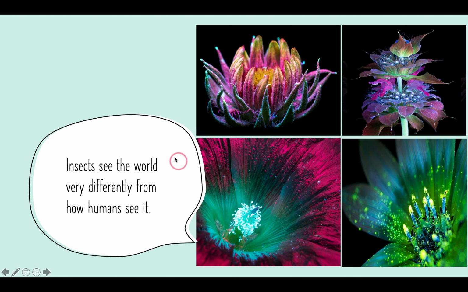So, insects see the world very differently from how humans see it. Bees don't see the same flower color that we do. Even though humans can see more colors, bees have a much broader range of color vision. Their ability to see ultraviolet light gives them an advantage when seeking nectar. To visualize, a special type of photography gives us a hint at how wonderful flowers look to a bee or other insects.